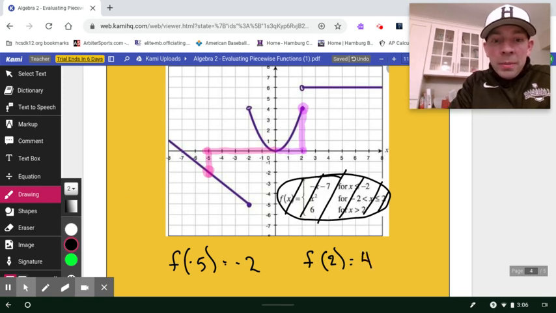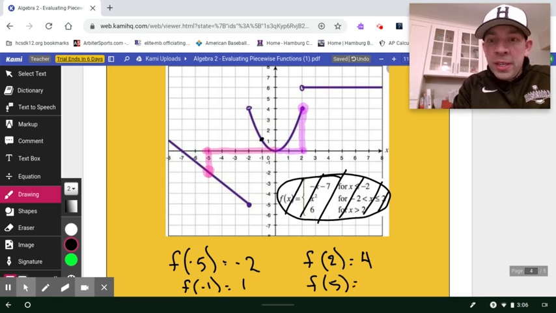All right. What's f of negative 1? Looks like that's going to be a positive 1. What's f of 5? What would you say there? That's going to put us at 6.